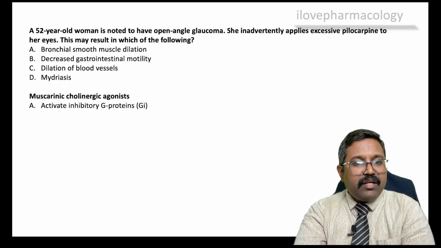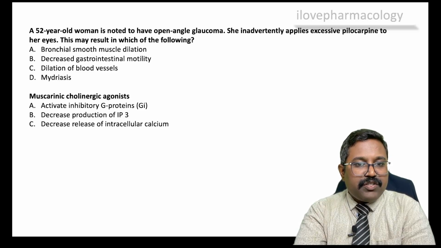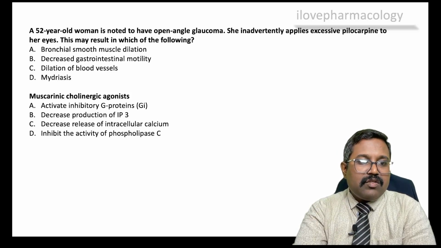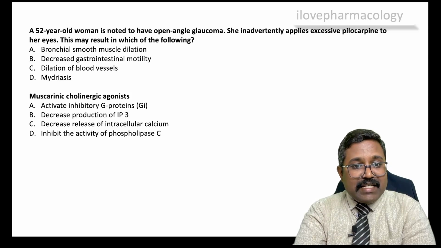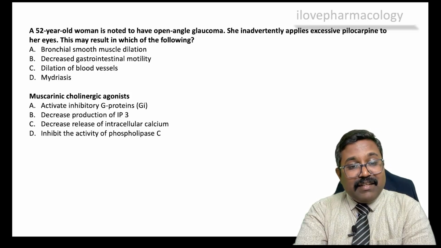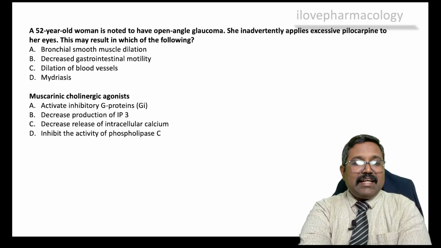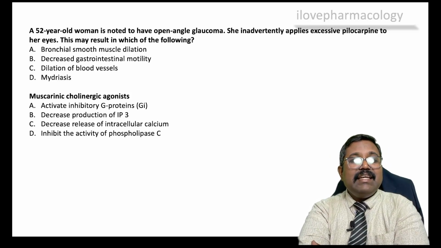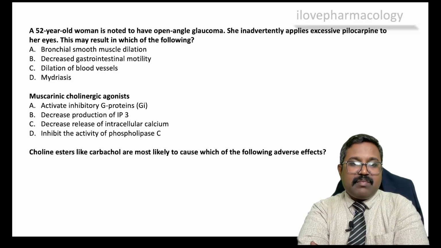Next, a muscarinic cholinergic agonist activates inhibitory GI, decreases production of IP3, decreases release of intracellular calcium, and inhibits phospholipase C activity. Option B, it increases IP3, it increases intracellular calcium, as well as it will activate phospholipase C. Here the correct answer is that it activates the inhibitory GI coupled receptors.